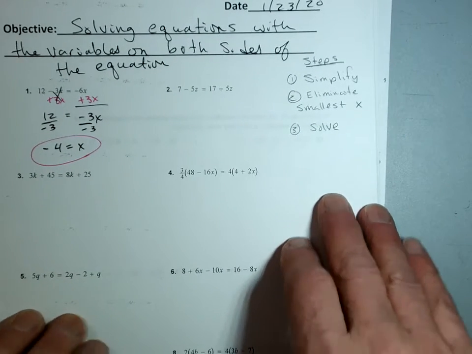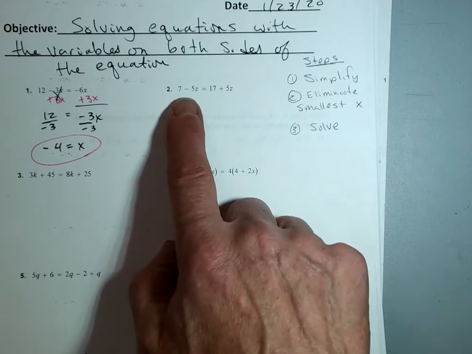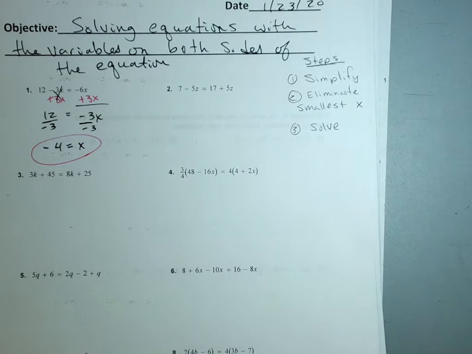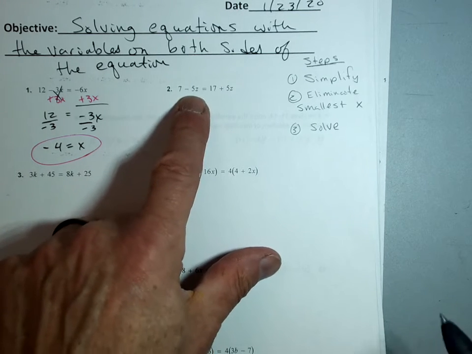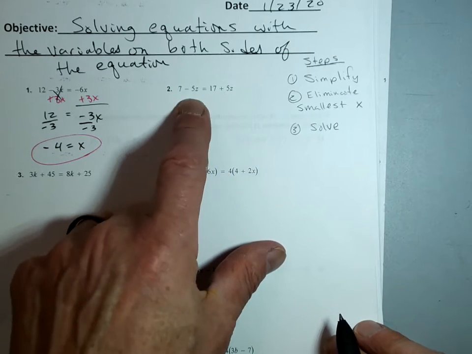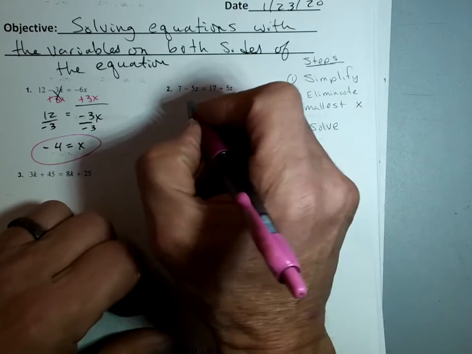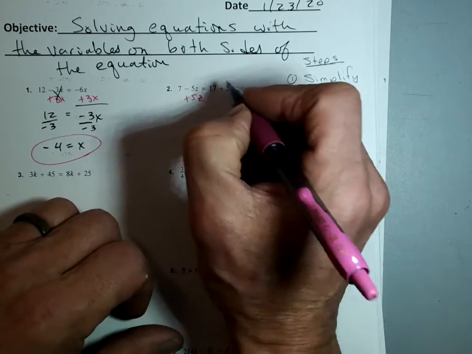Number 2. Number 2 is a little bit different than number 1 because I have things on both sides. I like to get rid of the smallest x first, because if I get rid of the smallest x, then I'll have a positive number. So I've got a negative 5z, positive 5z. If I add 5z, it will cancel out my z. So if I go plus 5z, it cancels it.